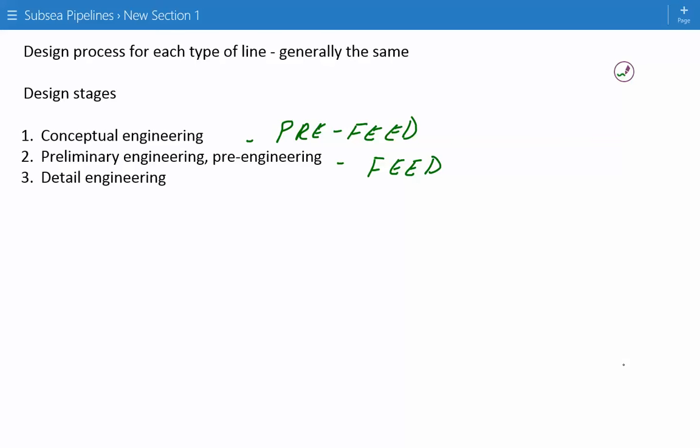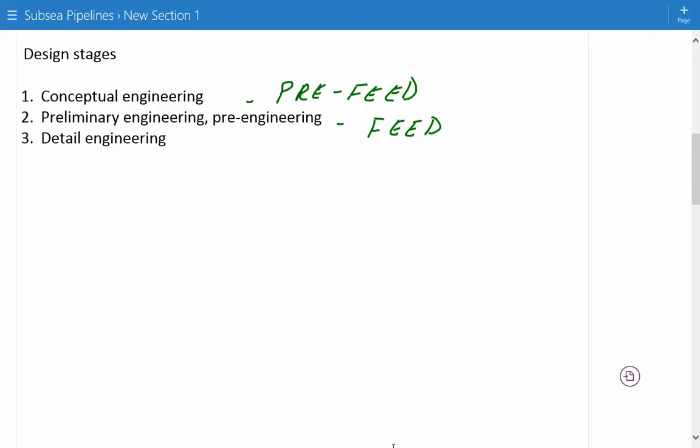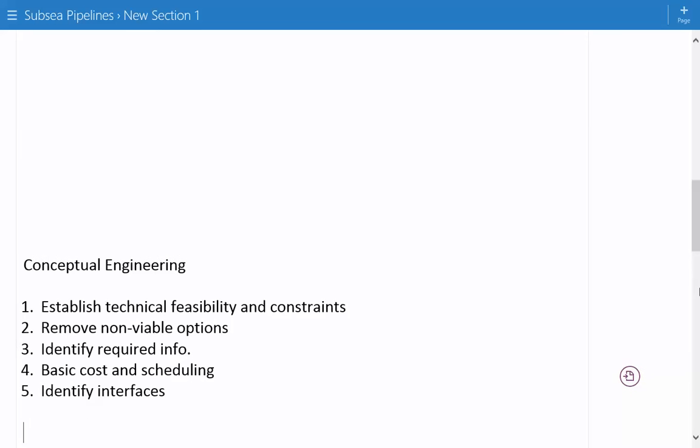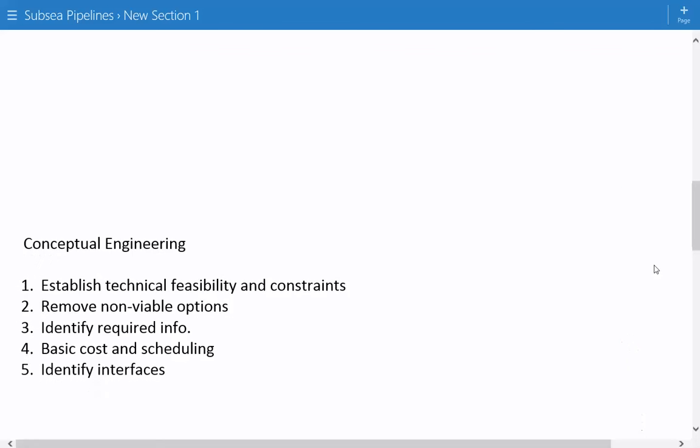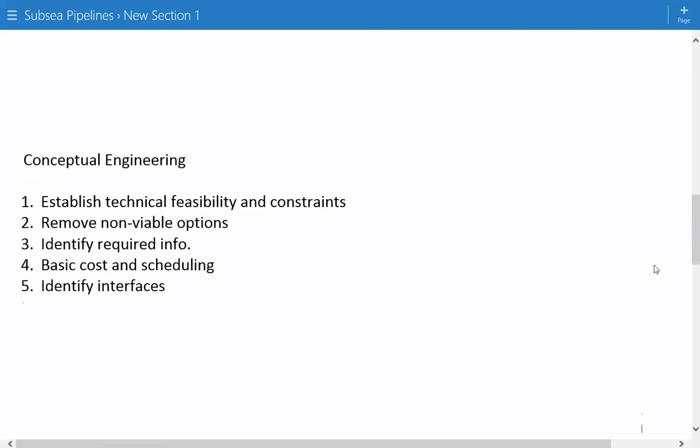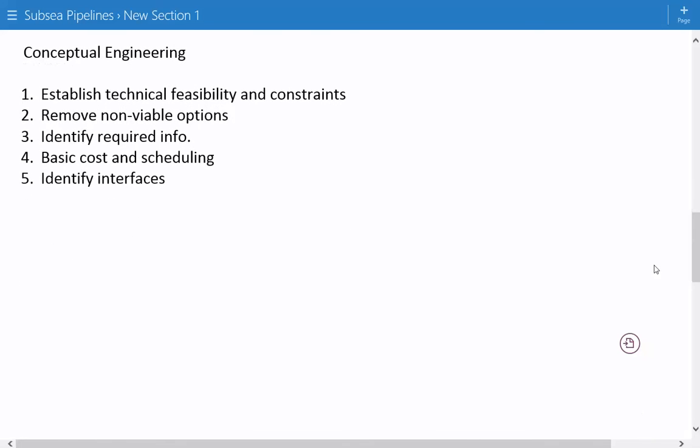First, we'll look at some of the activities in conceptual engineering. Some of the main objectives of conceptual engineering are to establish technical feasibility and constraints on the system design and construction. So you're looking at various concepts and seeing which ideas are realistic and which are not, and also some of the main constraints that could really hinder the design process. Also, you're removing non-viable options, things that you think won't work.